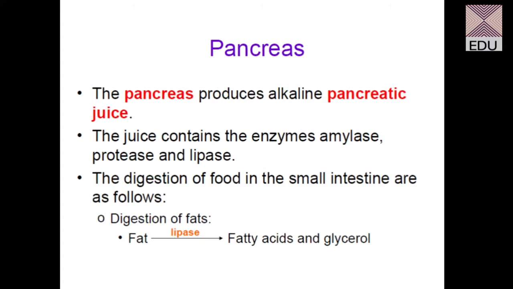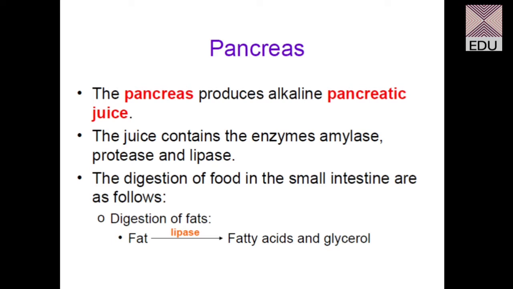Now something about the pancreas. I'll be taking these slides very quickly as we have taken them before also. The pancreas produces the alkaline pancreatic juice. This juice has amylase, protease and lipase. So the pancreas is a very, very important organ in our body. It is producing 3 types of enzymes for you. Moreover, it is also producing some hormones. It is also producing insulin.